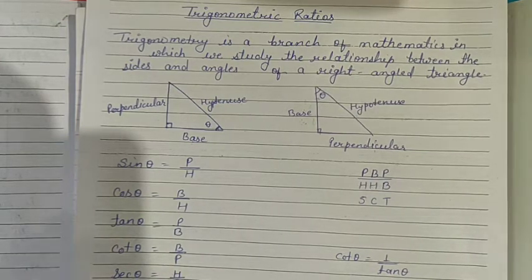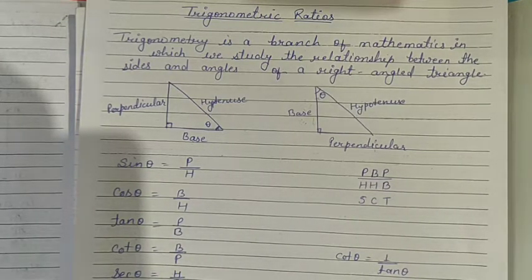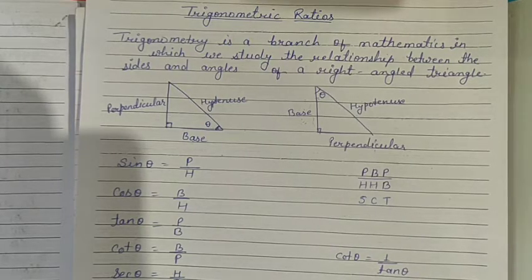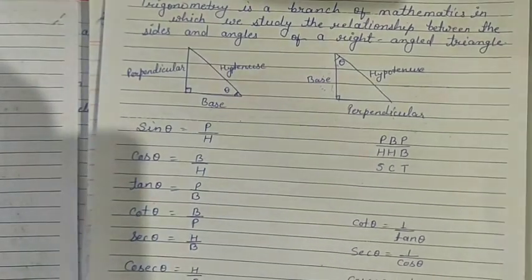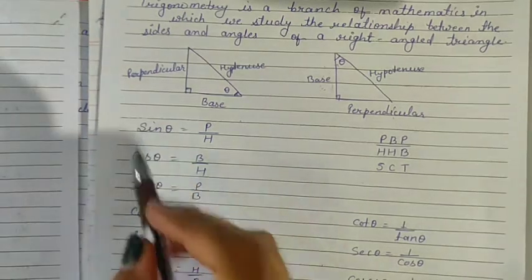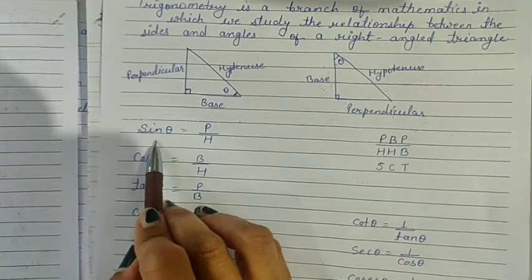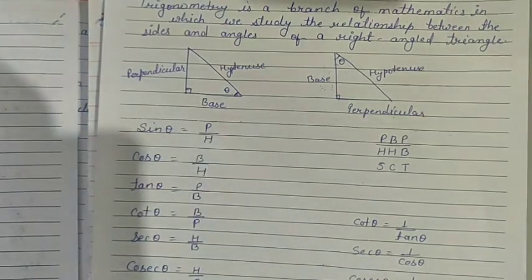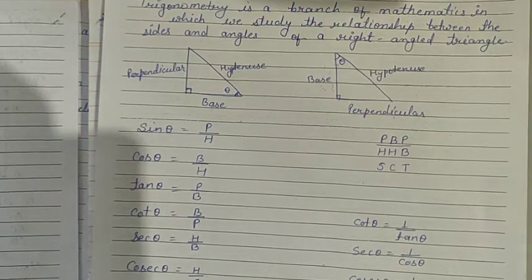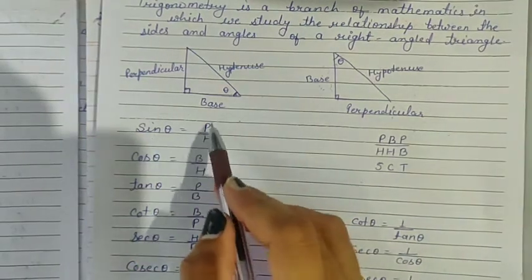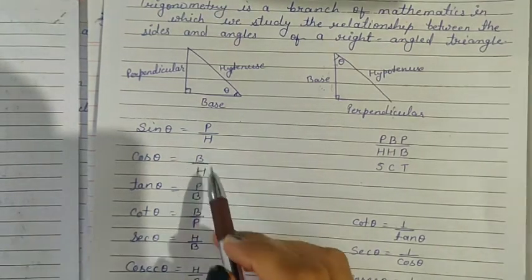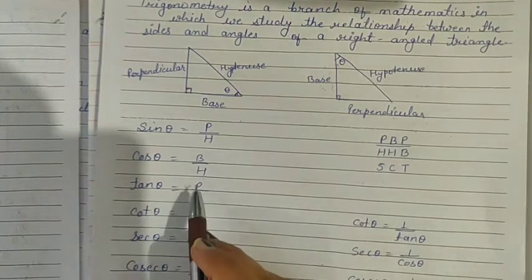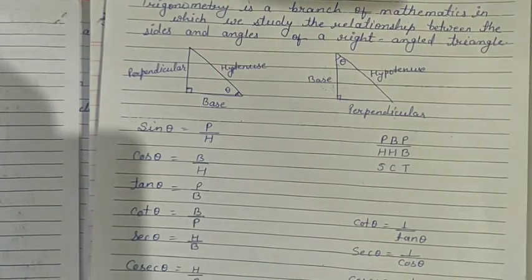Okay. Students, now in trigonometry we will study the 6 trigonometric ratios, that are sine, cos, tan, cot, sec and cosec. Okay. So firstly, what is sine theta? Sine theta is a relation between the given angle and the perpendicular and hypotenuse of a right angled triangle. Okay. Sine theta is equal to perpendicular upon hypotenuse, and cos theta is equal to base upon hypotenuse. Tan theta is equal to perpendicular upon base.